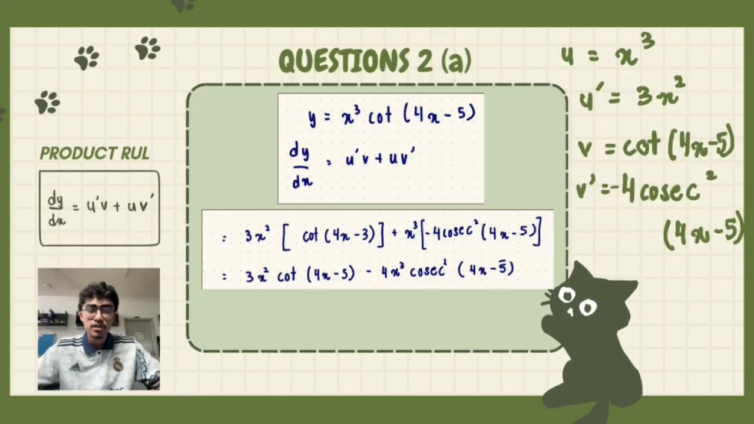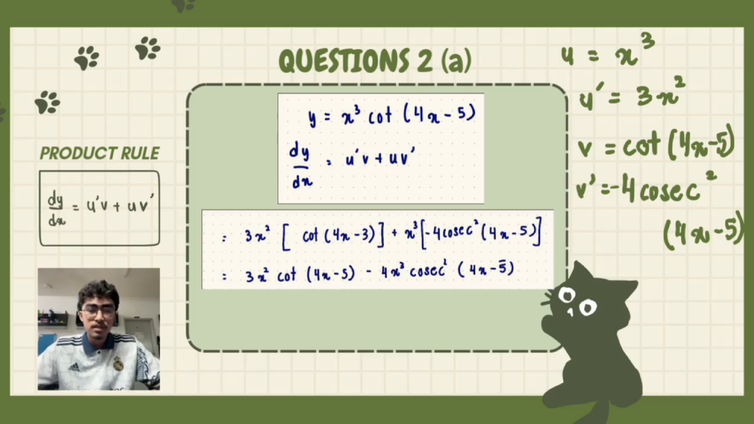Let's continue with question 2a. First, we are given the function y equals x cubed cot(4x minus 5). This function is a product of two terms, so we must use the product rule. The product rule states that dy over dx equals u prime v plus uv prime. Next, I define the two functions, u equals x cubed. So we differentiate u and we get u prime equals 3x squared.